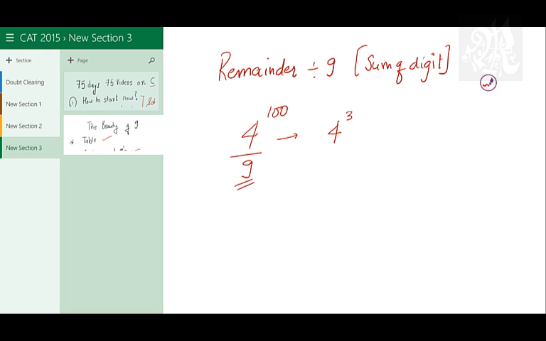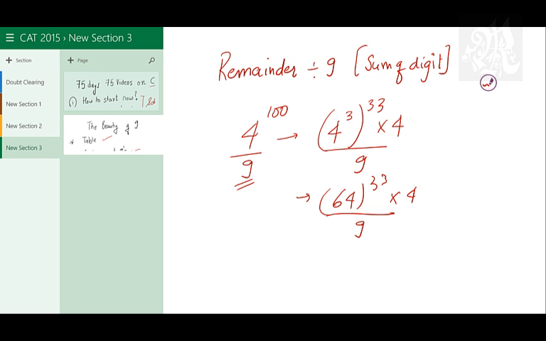So let's say I have 4 cubed for that matter. I can say 4 cubed raised to 33 into 4 divided by 9. So 4 power 3 is 64. 64 raised to 33 into 4 divided by 9. And now I just have to find the sum of digits.